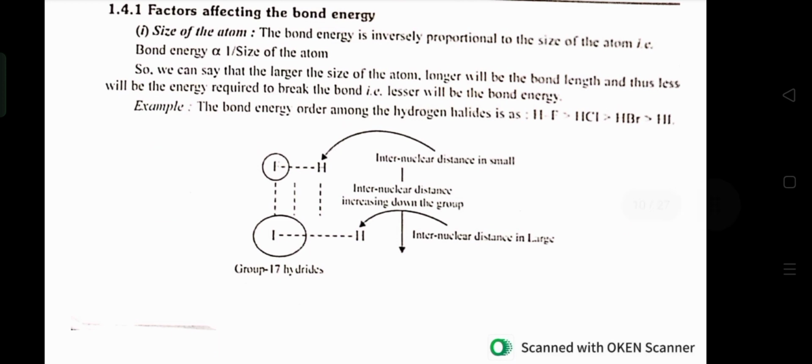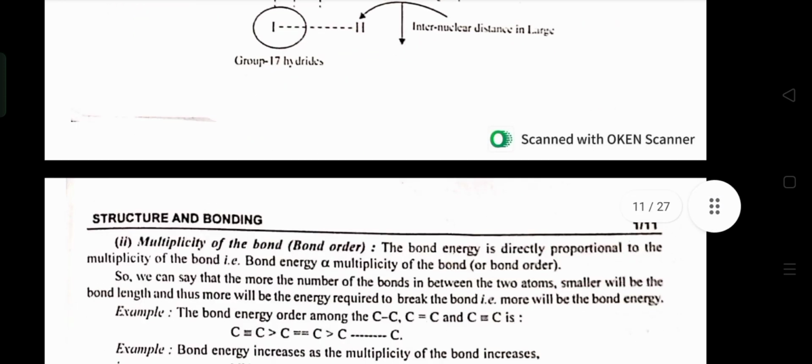Factors affecting bond energy. Size of atom: the bond energy is inversely proportional to the size of the atom. So we can say that the larger the size of the atom, the longer the bond length, thus less energy will be required to break the bond, that is, the lesser the bond energy.